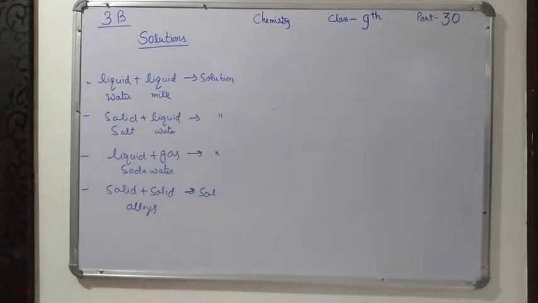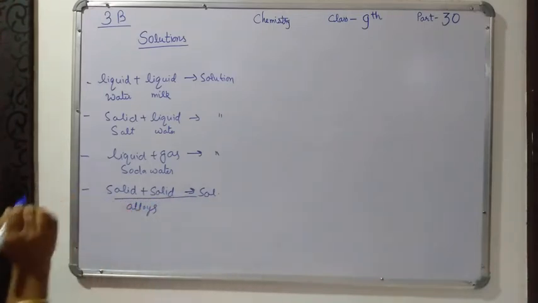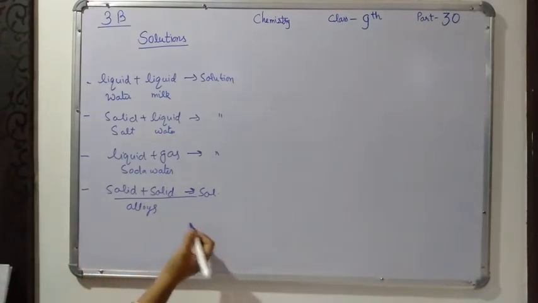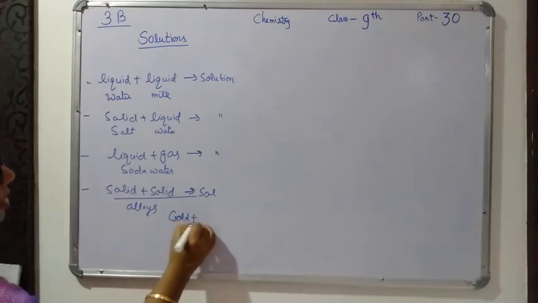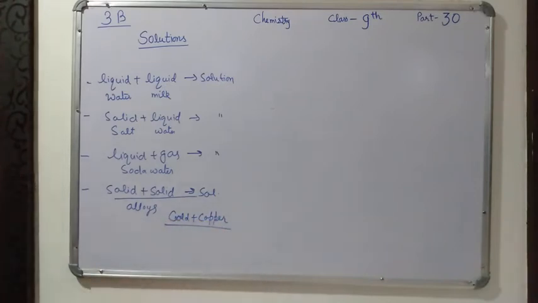A homogeneous solution of a solid into another solid is called a solid solution. Common metal alloys are solid solutions. A very good example is gold. When gold jewelry is made, another metal, copper, is also added to the gold for making the jewelry. That is called a solid solution. I hope you understood.